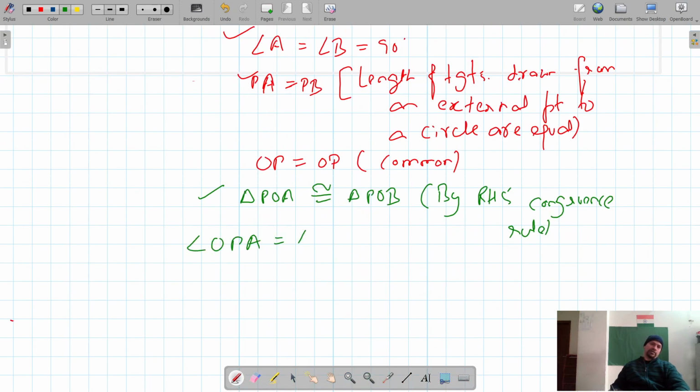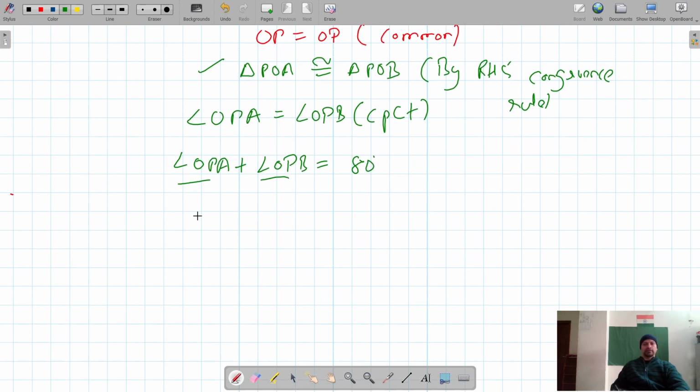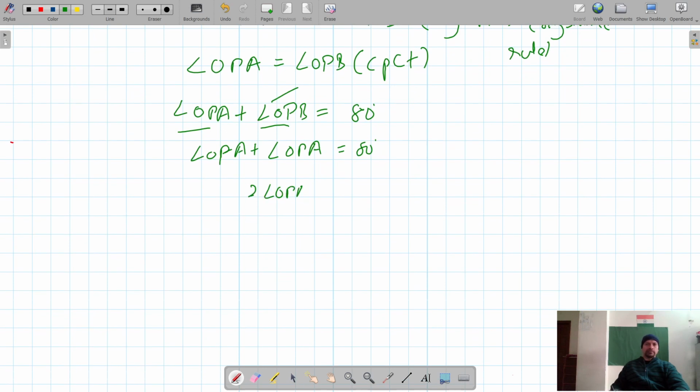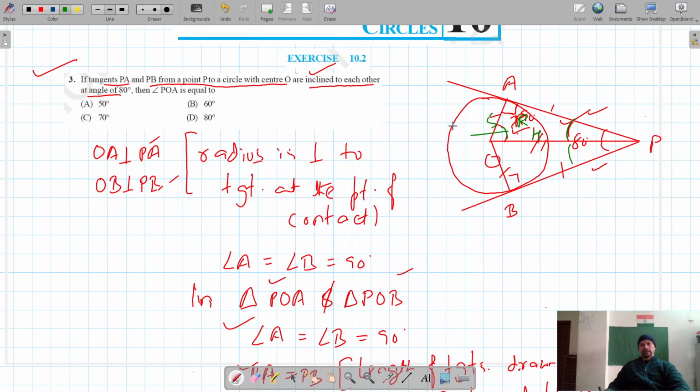So angle OPA is equal to angle OPB, the reason being they are corresponding parts of congruent triangles. But angle OPA plus angle OPB makes it 80 degrees because both these are equal. So instead of OPB, I can write OPA, and that makes 2 times angle OPA equal to 80 degrees, and angle OPA is equal to 40 degrees. So this angle is 40 degrees and now we can easily find the required angle.